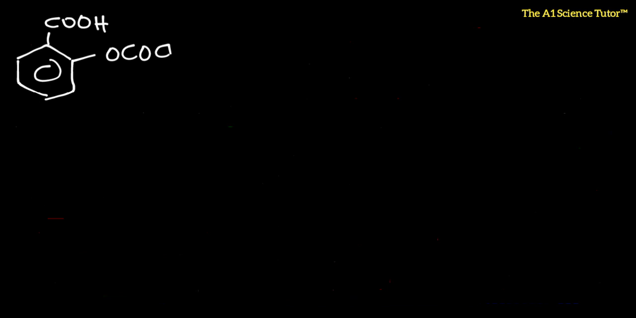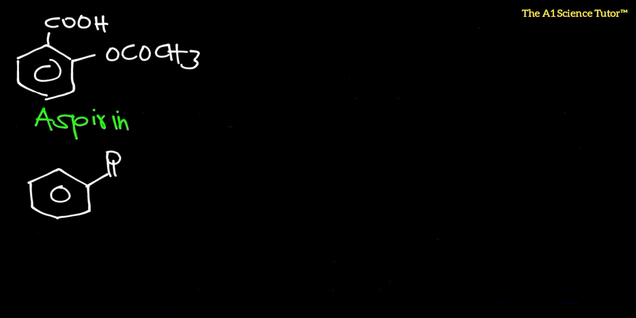So what is going to be the structure for aspirin? So aspirin looks this way. This is aspirin. How about acetophenone? Now acetophenone will be this way. So just bear it at the back that this is acetophenone.